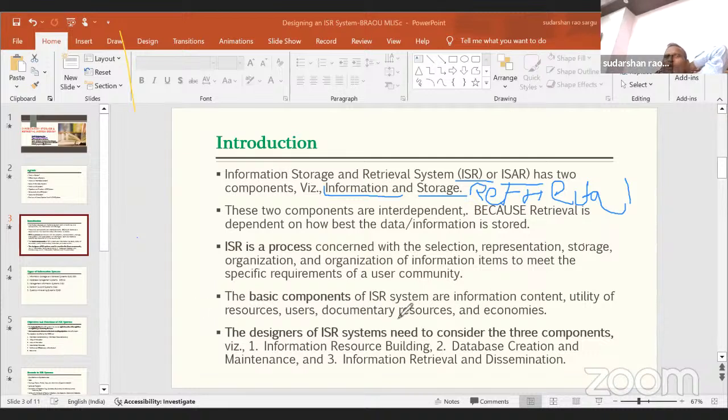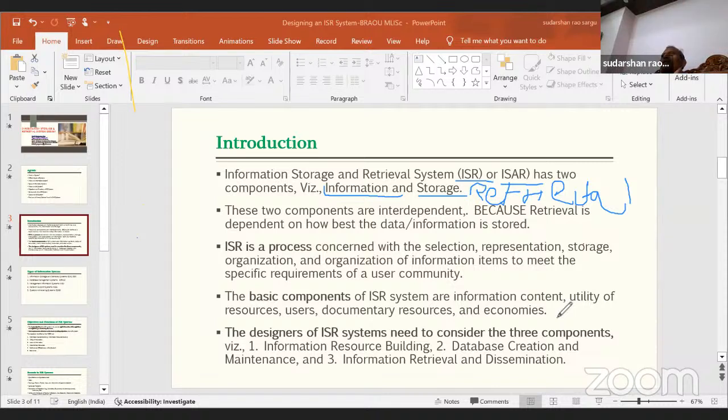The basic components and elements in information storage systems are: there is information content. I am not talking about the book, but what is in the book. What is the subject matter contained in the book? Utility of resources: how much you are going to use it? Who are the users? Then, of course, documentaries, what documents, etc. you are going to have, the latest, current and comprehensive collections, and the economies.